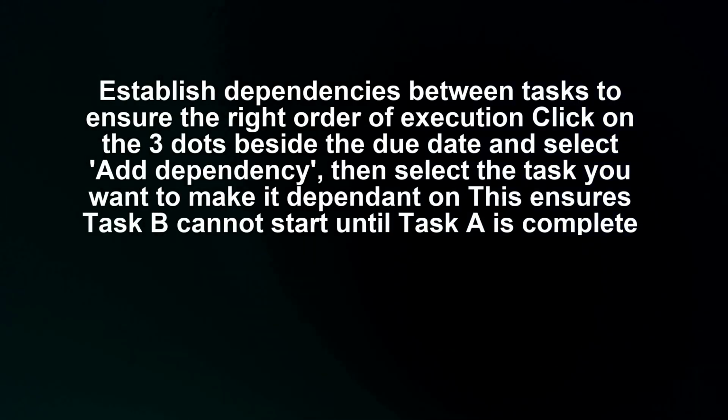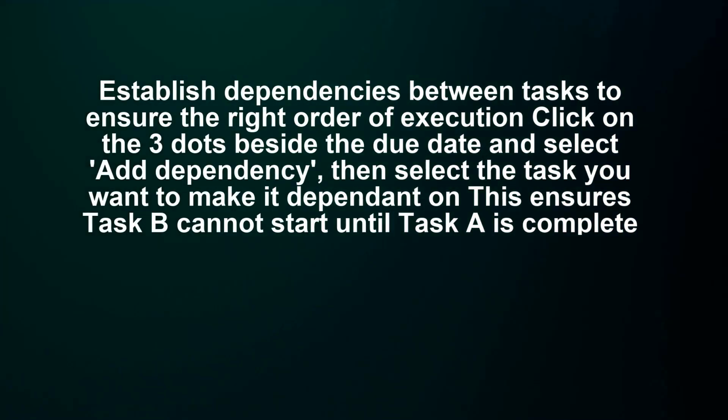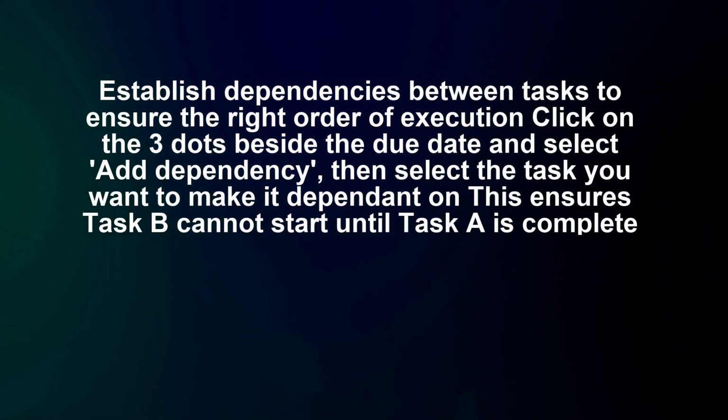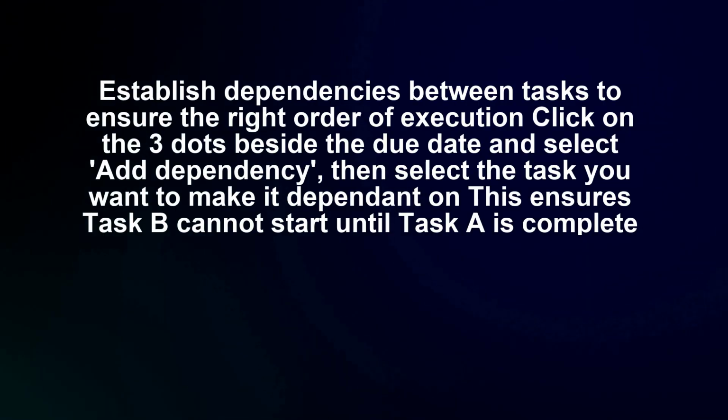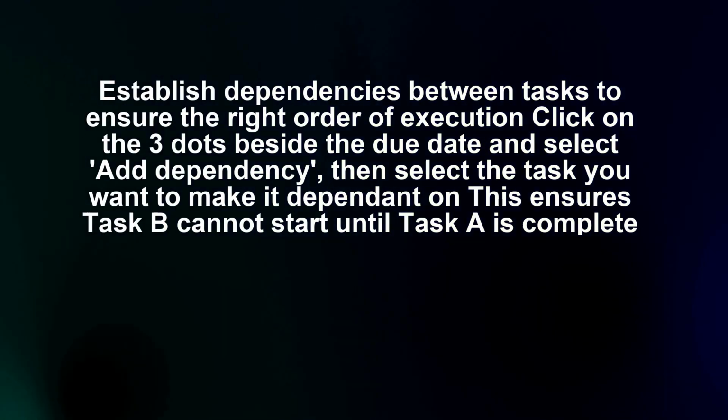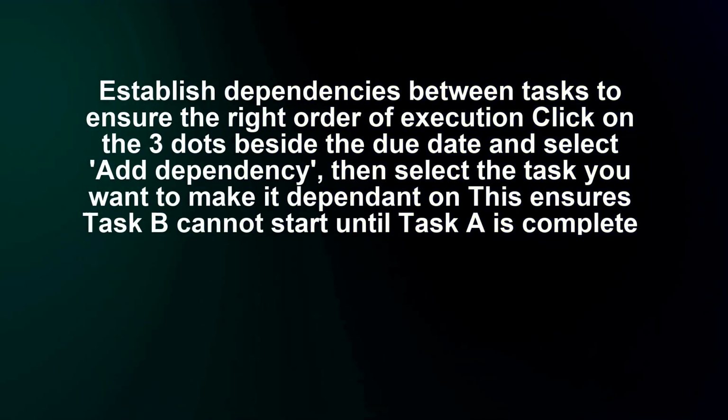Establish dependencies between tasks to ensure the right order of execution. Click on the three dots beside the due date and select Add Dependency, then select the task you want to make it dependent on. This ensures task B cannot start until task A is complete.